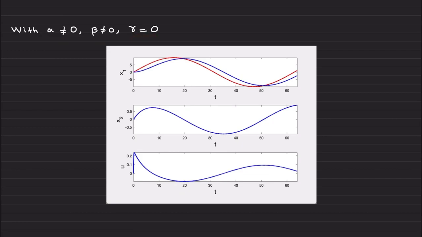So as you see, red is the command that we would like to track, and blue is the position x. So it follows closely, the velocity is nice, and here is the control signal.